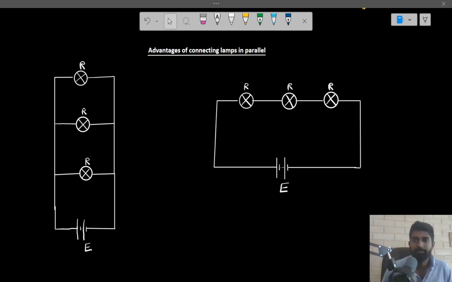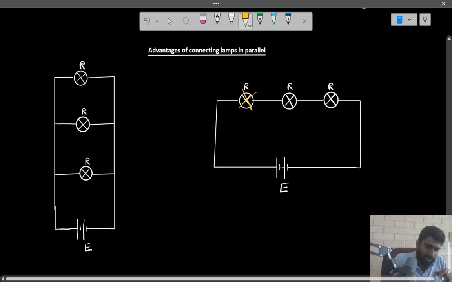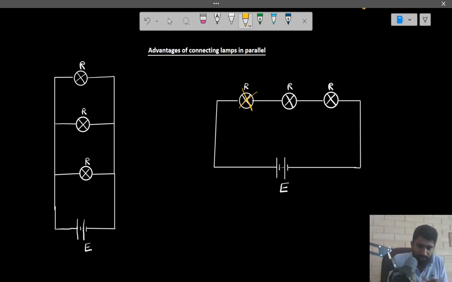Right. Okay. In this video, I'm going to discuss the advantages of connecting lamps in parallel. As an example, if this bulb is broken, if it is not going to work, the circuit does not connect a complete loop, right? You can see if this is broken, the current will not pass through this bulb, right? In a case like that, the other bulbs are also not working, right?